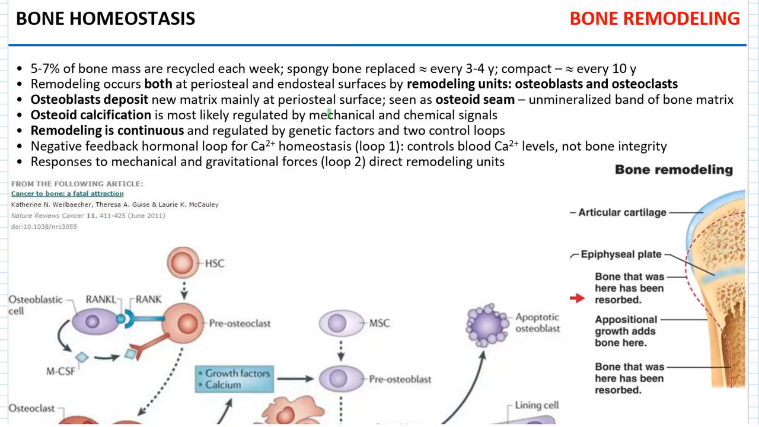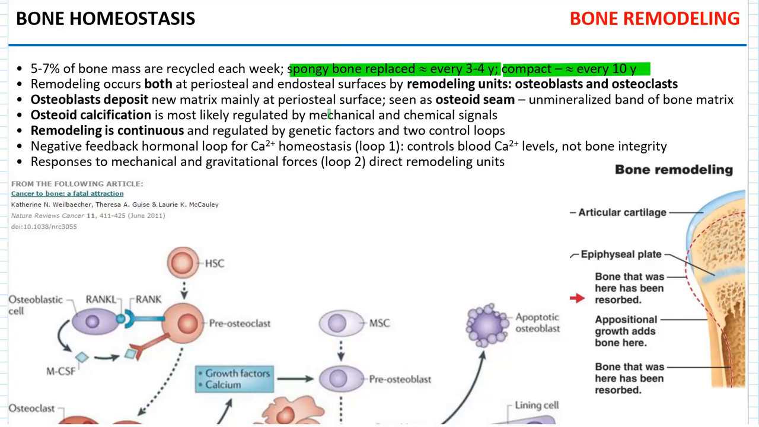Now, let's talk a little bit, we're nearing the end. Let's talk a little about bone homeostasis. So, look at this. All spongy bone in your body is replaced every 3 to 4 years. Compact bone every 10 years. So, in 10 years from now, you will have nothing left of the skeleton that you have now. It's all going to be new. It's going to be remodeled. Okay?